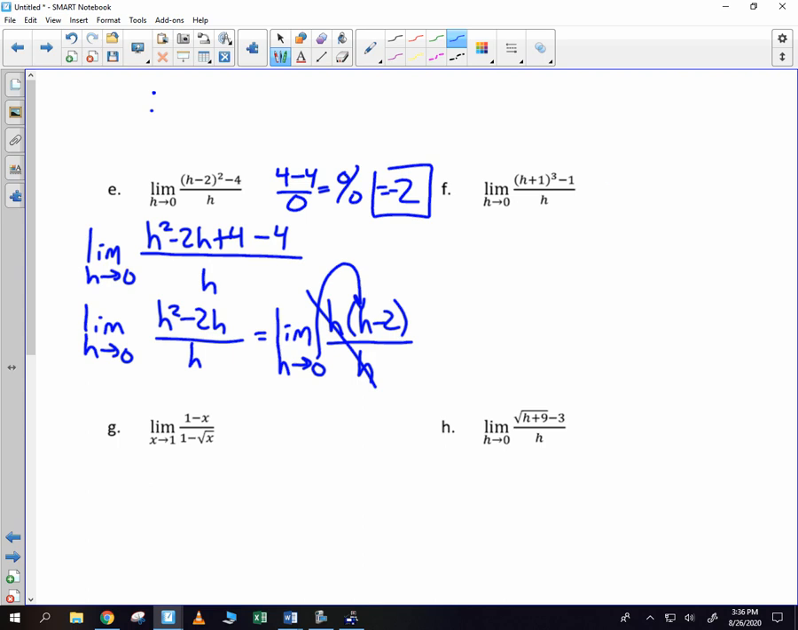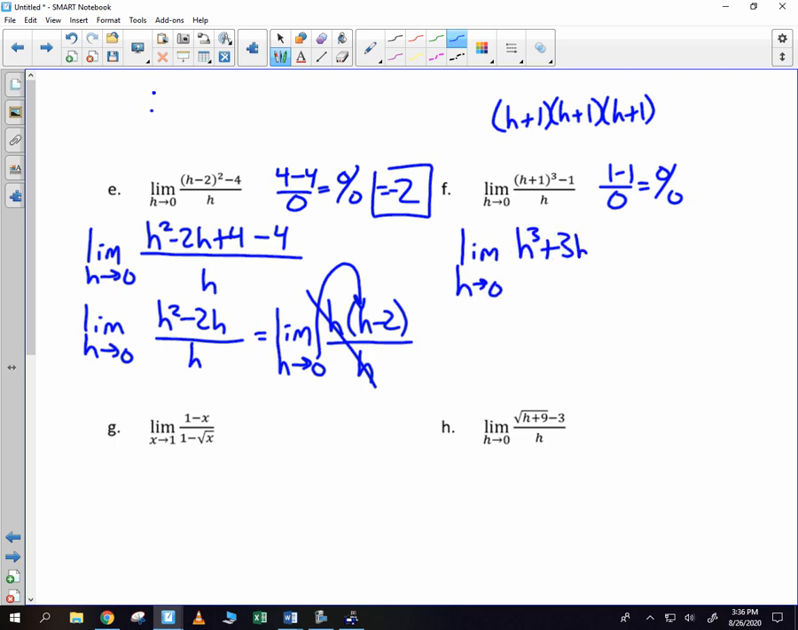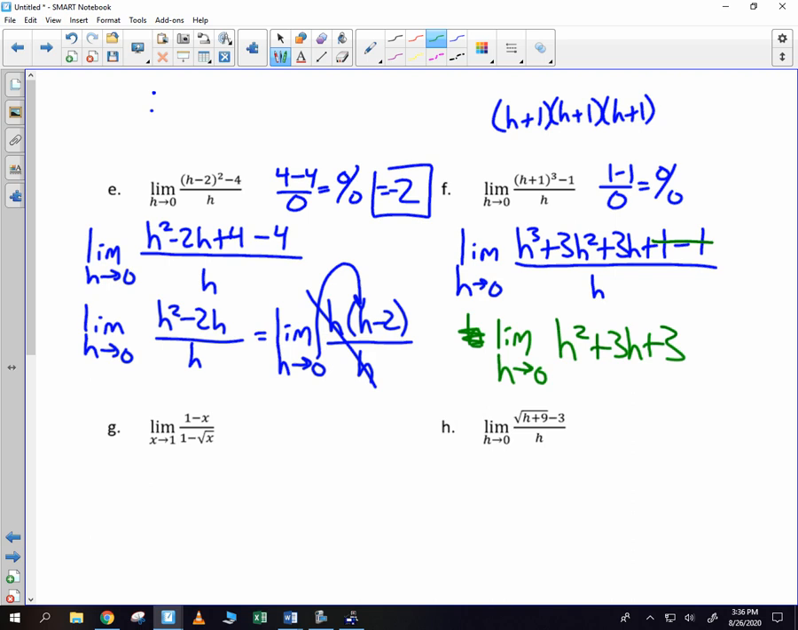This one, you plug in 0, you get 1 minus 1 over 0, which is 0 over 0. So let's cube out h plus 1. That would be h plus 1 times h plus 1 times h plus 1. You get h cubed plus 3h squared plus 3h plus 1. Notice that these cancel and an h will divide off. So you get limit as h goes to 0 of h squared plus 3h plus 3, because the h divides off. Now if you plug in 0, you get 3.